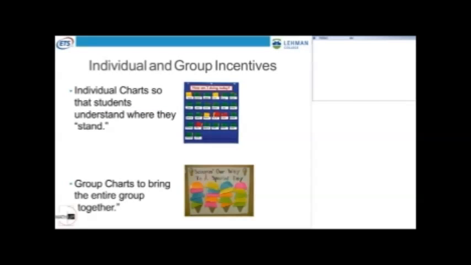A last thing that I want to talk about is individual and group incentives. Something that's important is having the students understand how they're doing that day. So individual charts like this one on the side help students understand where they stand. Green is for doing great, yellow is for a warning, and red is that they haven't done what they're supposed to do in class.